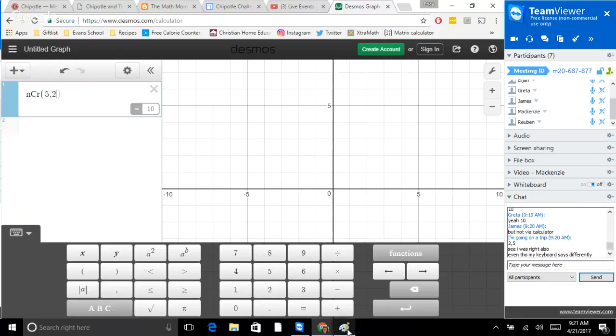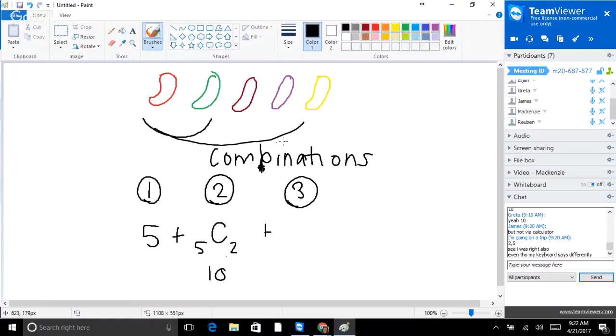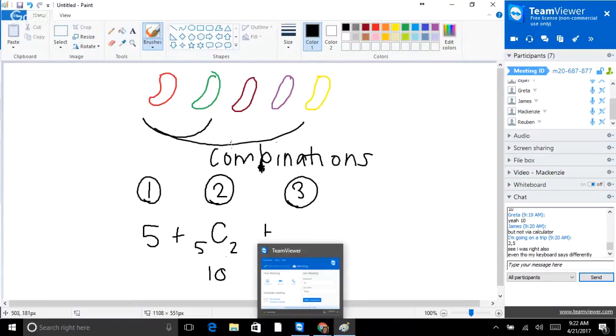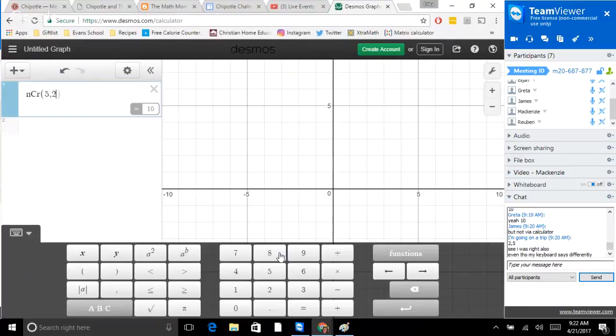Okay, so sorry about that distraction. So what about 3? If we want 3 combinations of jelly beans, how many combinations of 3 of these are there? Well, instead of picking 2, we're going to pick 3, right?